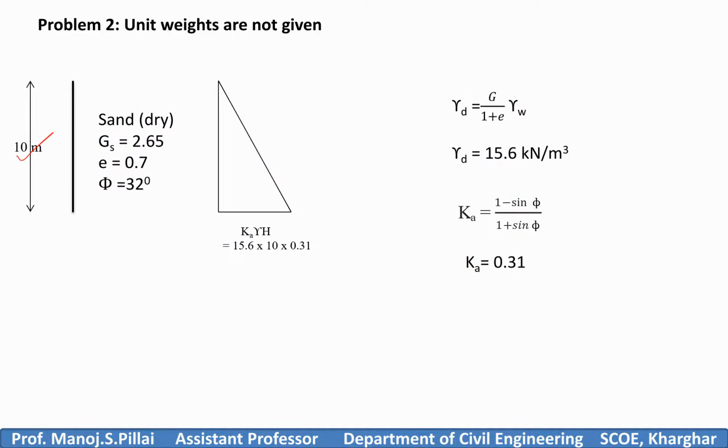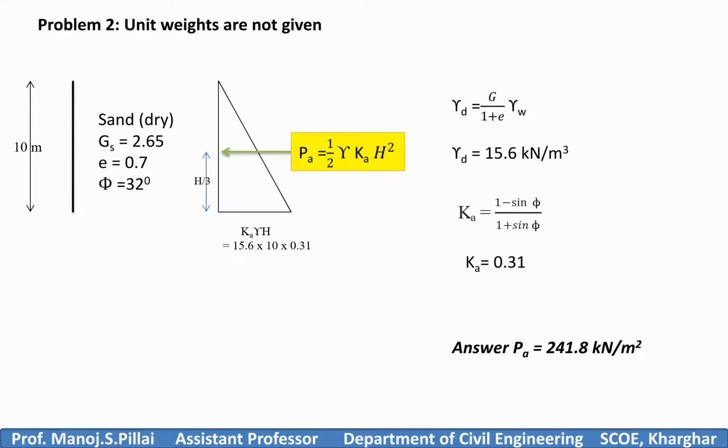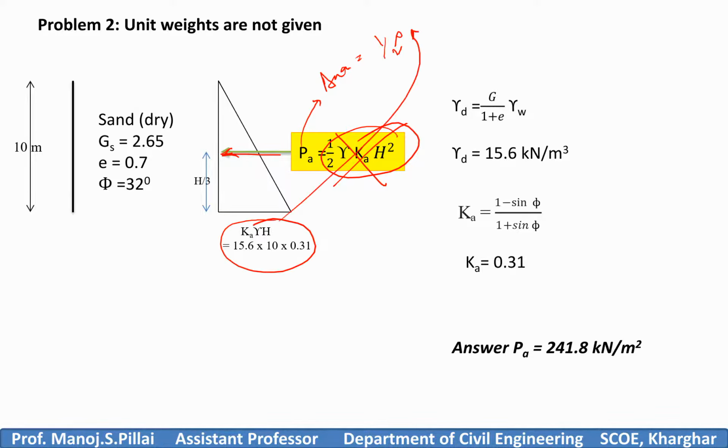See here 10 is given, so I'm getting the value as something in this way. And I've told you that you have to locate this active thrust part. If you're not remembering it, it's okay, because it's basically the area of this figure. Area is equal to half into base. How much is the base? This one, into height. Height is how much? The total height, that is 10.